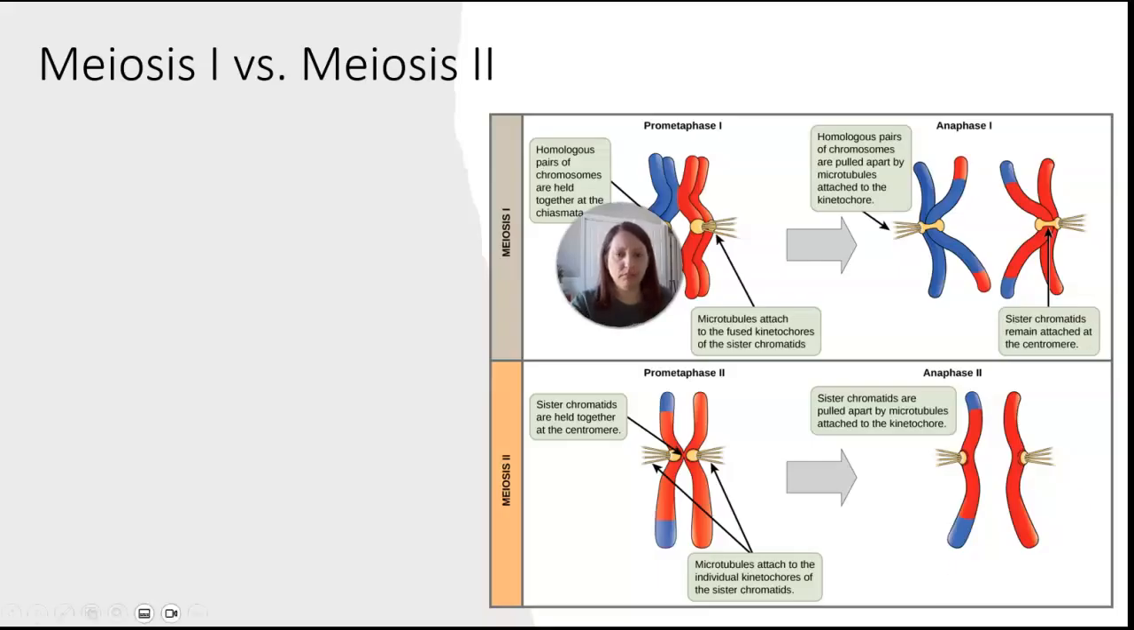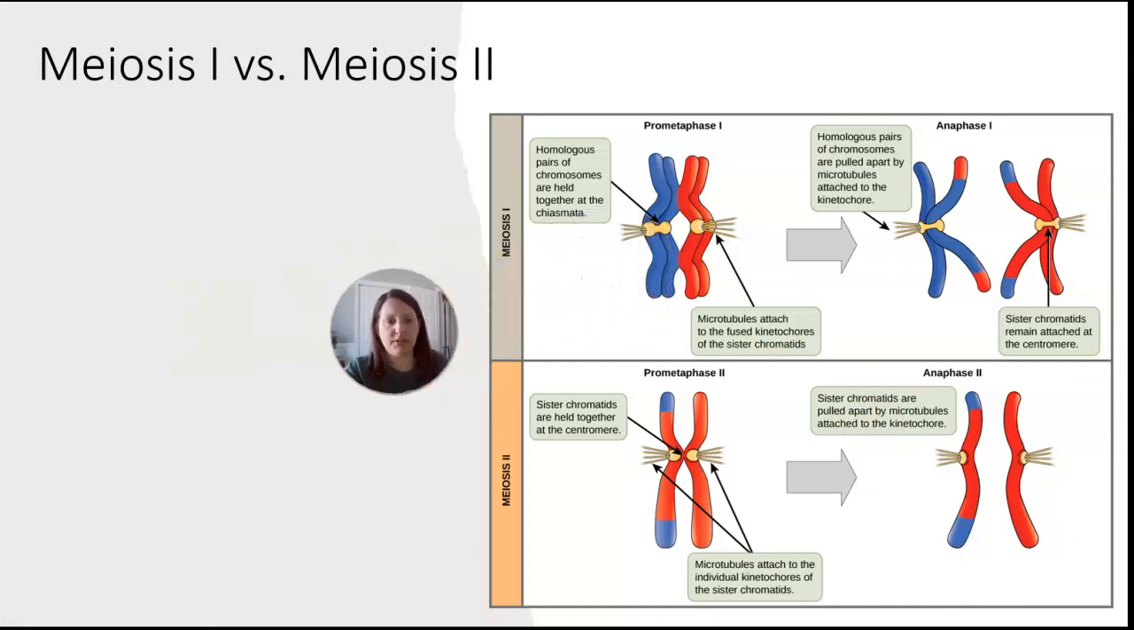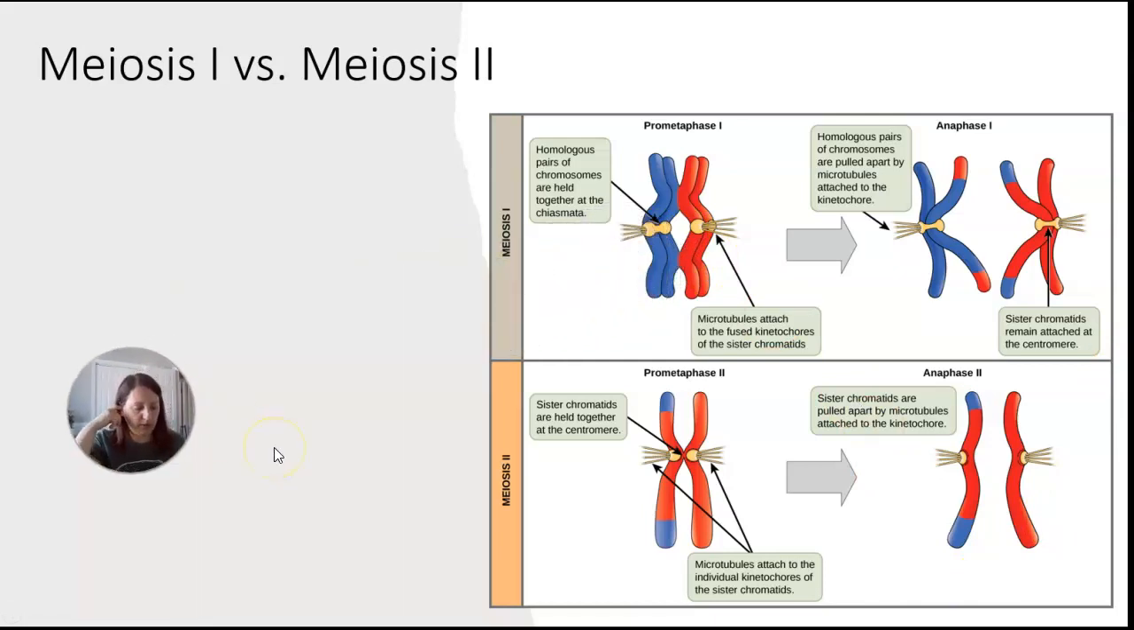Okay. So one of the things that I'm going to ask you to do, that you should be able to do, is to compare and contrast meiosis 1 and meiosis 2. Okay, so this figure shows the major events of meiosis 1 and the major events of meiosis 2.